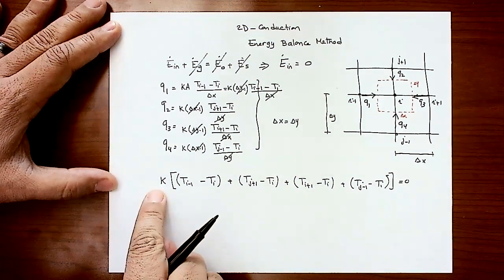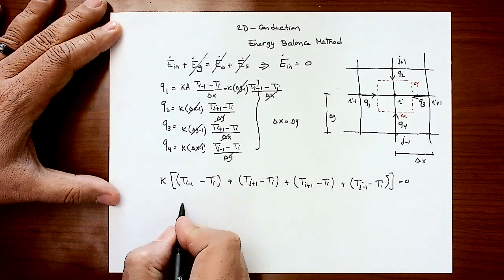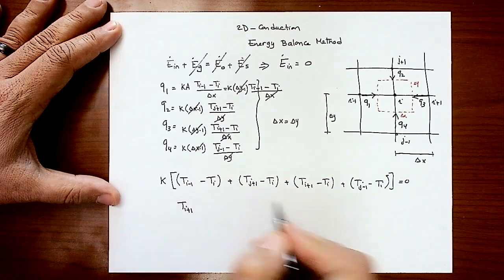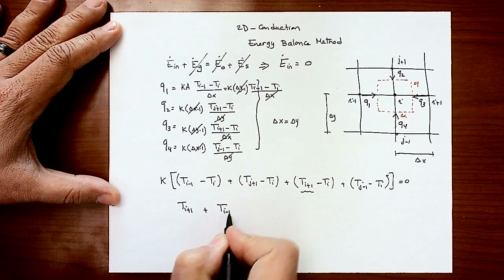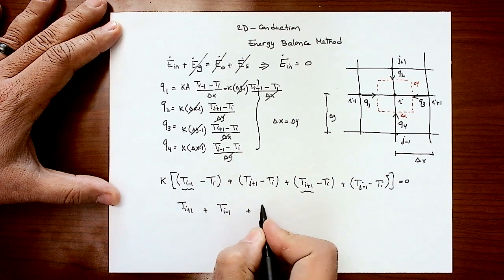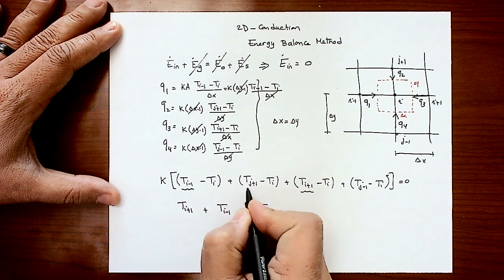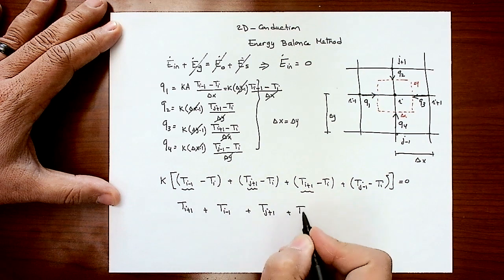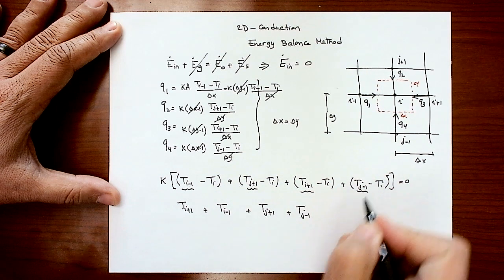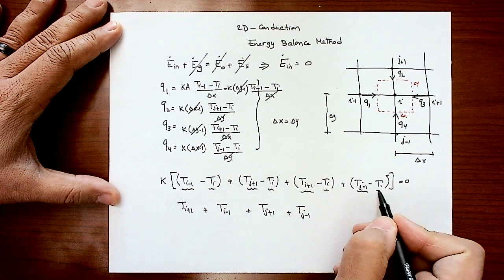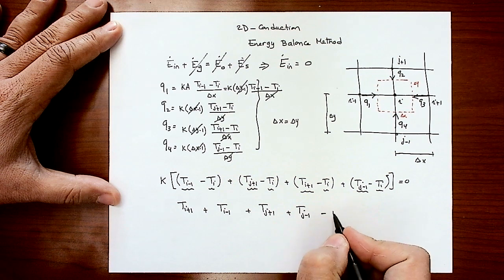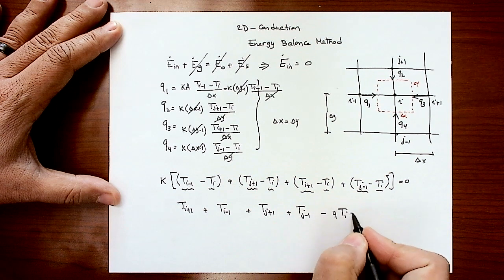So K goes away. Now you simplify that, and you will have Ti plus 1, which is this term, plus Ti minus 1, which is this term, plus Tj plus 1, which is this term, plus Tj minus 1, which is this term, and I have Ti once, twice, 3, and 4 times. So that's minus 4 Ti, equals 0.